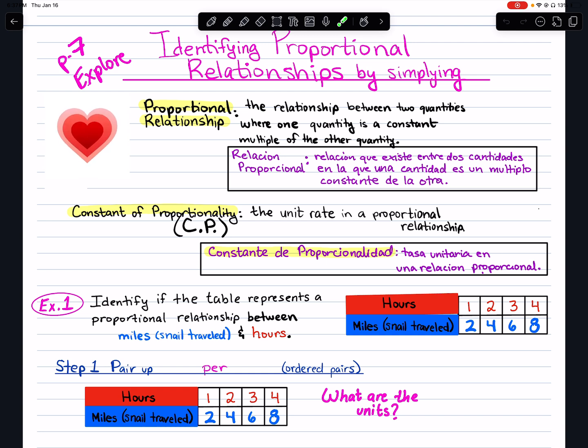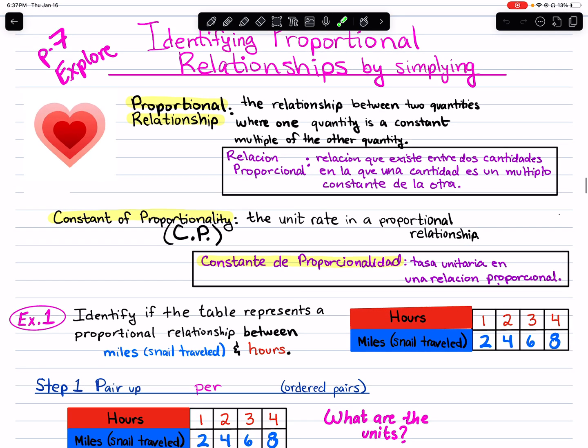We're going to be continuing our exploration. But this time we're identifying proportional relationships, but instead of multiplying, we're going to be simplifying. I would rather honestly divide than find it through multiplication. Well, multiplication is a little faster. If you could find it like that, awesome. But simplification is actually a little bit better because it works in all situations.